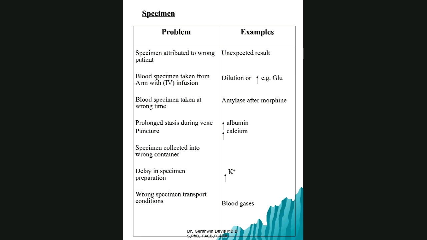Okay, pre-analytical error. I think you mentioned all of these. Wrong patient, and I'll review this coming to the end. Blood in the wrong tube. Yeah, we'll come to that. We have some examples in the next few slides dealing with this. Stasis, delayed separation, wrong transport conditions. Right? We mentioned this already for transport conditions, that's blood gases.